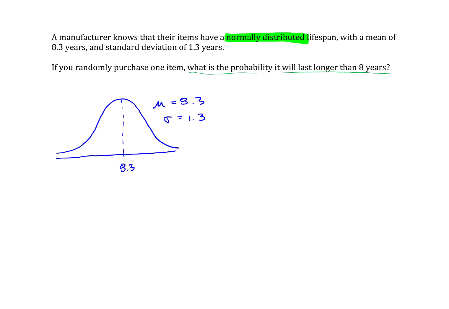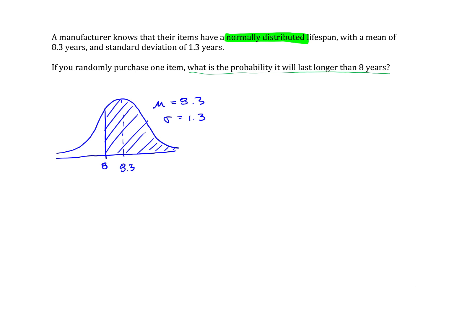and we're looking for the probability that something's going to last longer than 8 years. So 8 is lower than 8.3, so I'll just put it over here. But if we want it to last longer than 8 years, that is values that are larger than 8, so we would shade to the right.